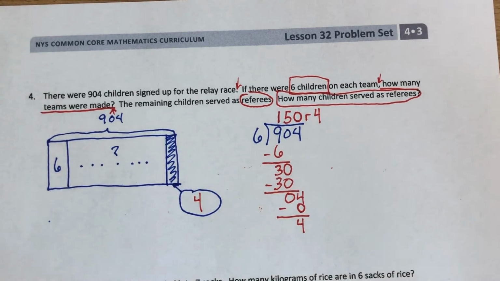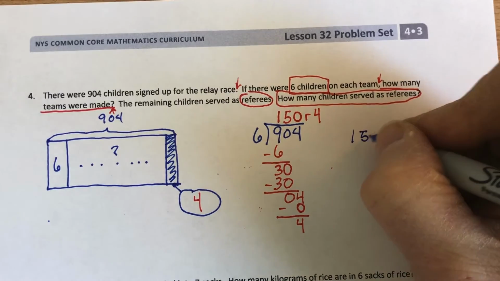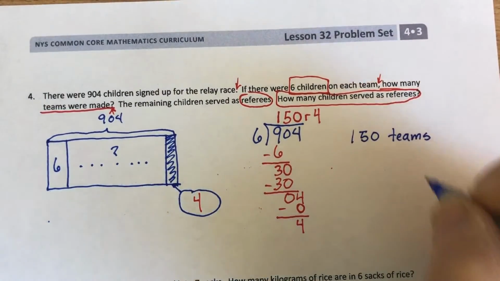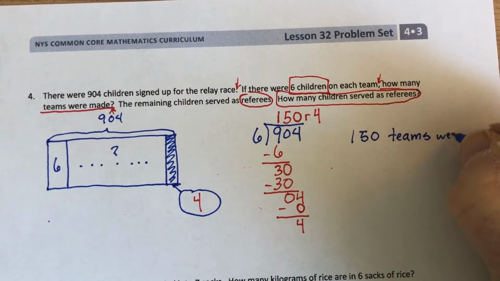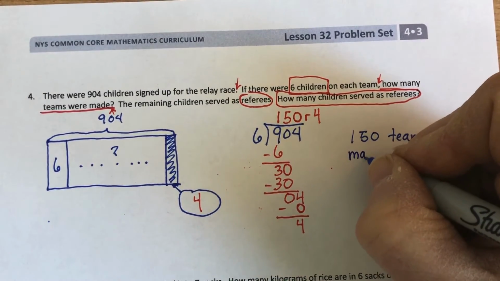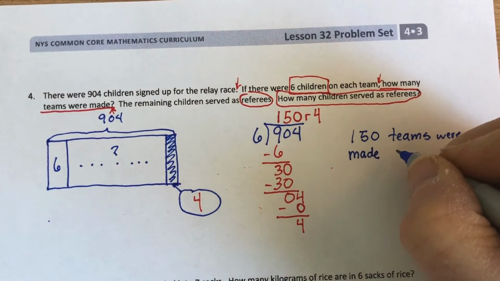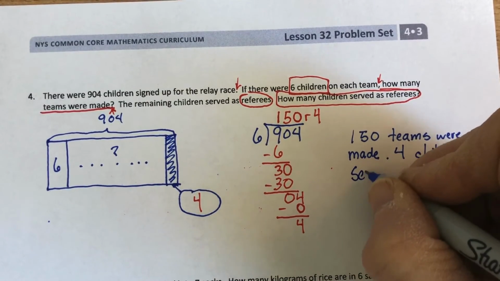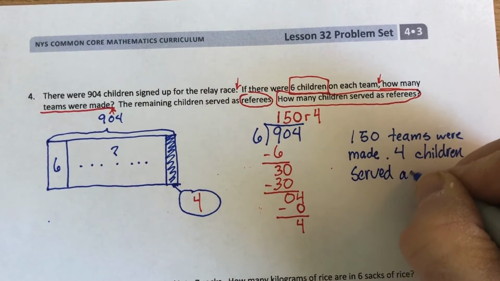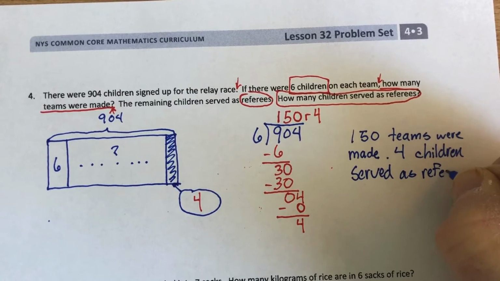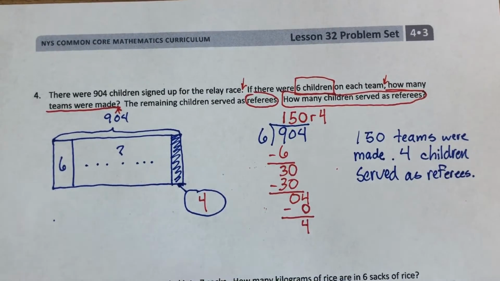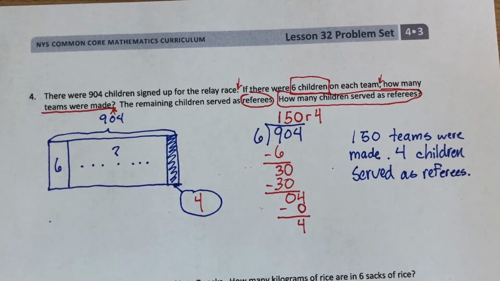So let's write that in. 150 teams were made. 4 children served as referees. Period. Referees is a funny word. It's one of those words I notice. All right, there it is.